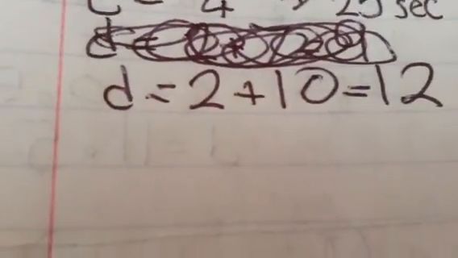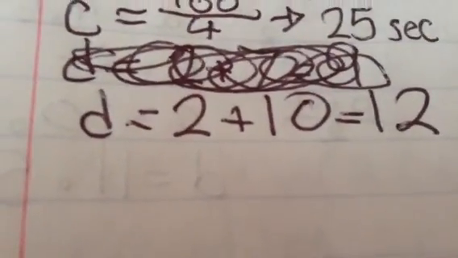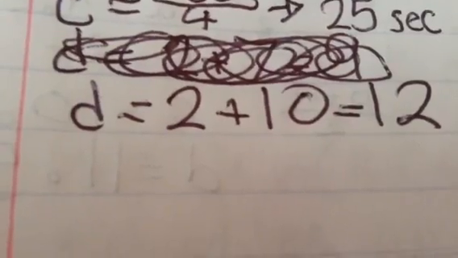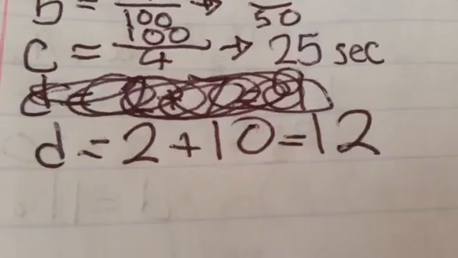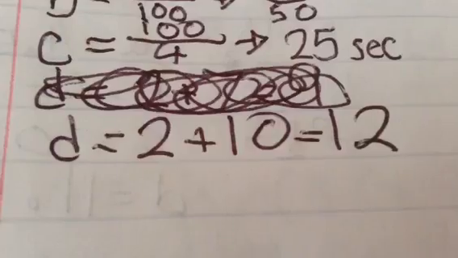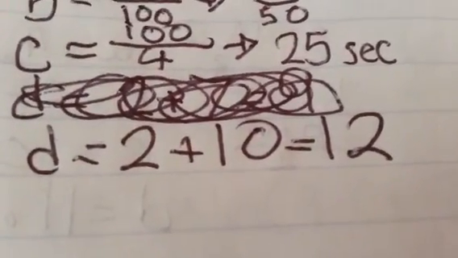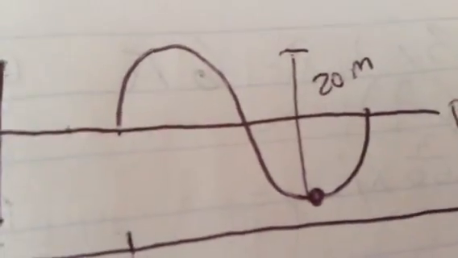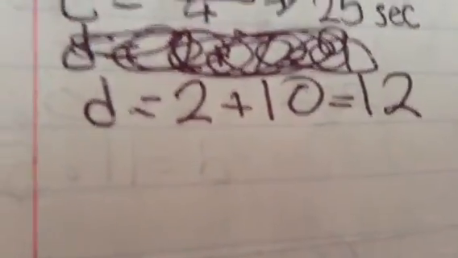So for D, we need to find the vertical translation, and that was actually very easy. As the problem says, the bottom of the wheel is 2 meters above the ground. So all we had to do was add 2, which is the height of the wheel at its minimum above the ground, and then add the radius, because the radius is 1/2 of the total height of the thing, also known as the amplitude. So we just had to add 2 and 10, and we got 12.